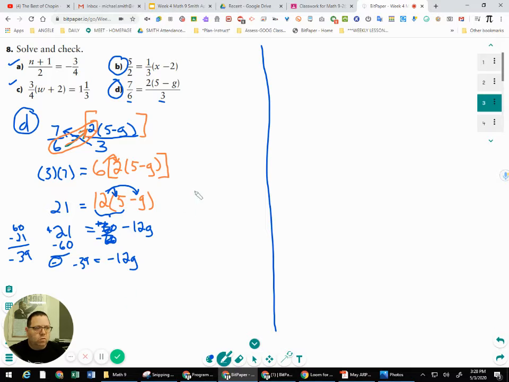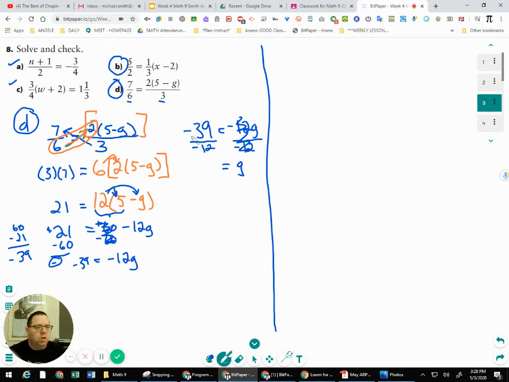Okay, so let me just write that up here. Negative 39 is equal to negative 12g. All right, let's divide both sides by negative 12. Whatever you do to one side, you do to the other. That's math teacher's favorite broken record expression. Whatever you do to one side, you do to the other.